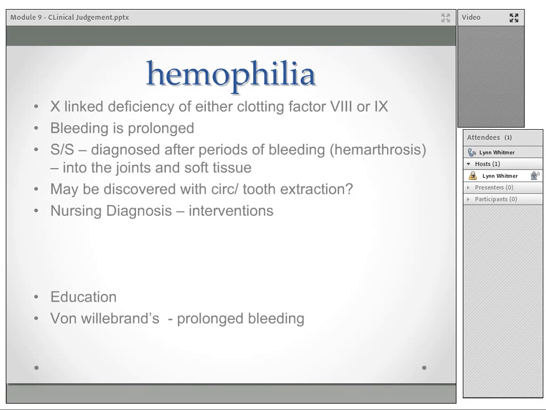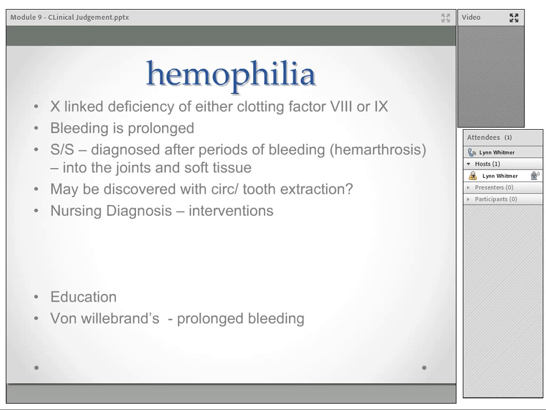Education is safety, keeping children safe, so decreasing the activity that would cause any trauma to their joints or their tissue. So they're going to have to find activities that may not be as physical. You want to prevent any cutting. So with razors, we'd want to use electric razors. You'd want to alert if there's any type of invasive procedures that have to be done. We need to alert the healthcare staff of the possibility. Now, we can do blood transfusions or give them factor 8 if necessary. So those are some of your educations.